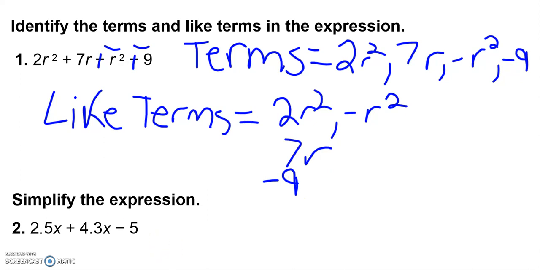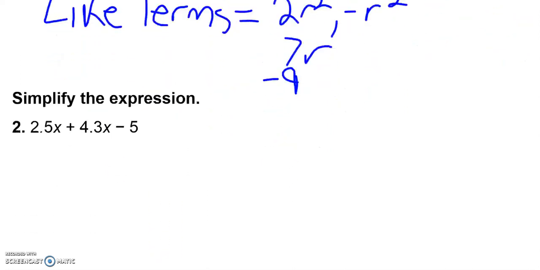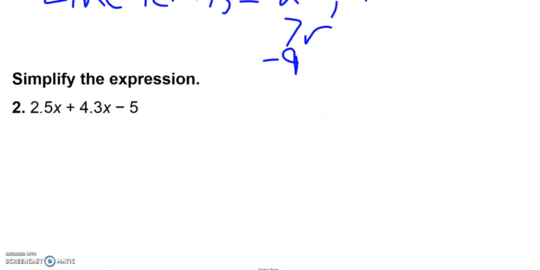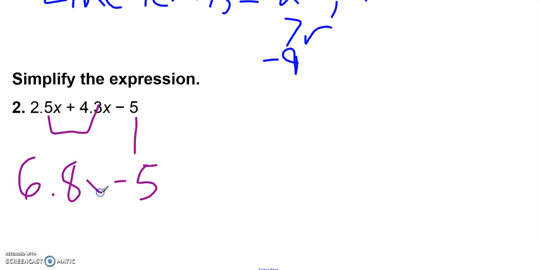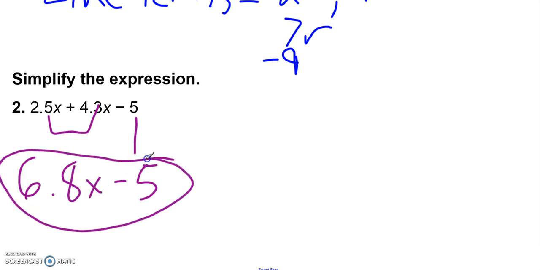And then they want us to simplify the expression. So we look at this. These are like terms. We're going to have to add those together, and this is just going to have to come down regularly. But 2.5 plus 4.3, we get 6.8x. So this is our answer.